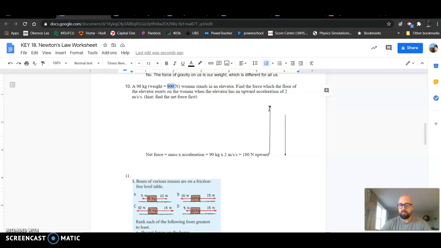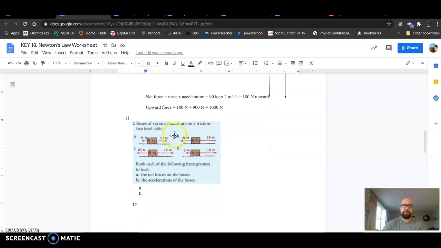that 900 newton weight. So to figure out the upward force from the elevator, I'm going to do 180 plus 900. And that gives me my answer of 1,080 newtons. So that's the upward force from the elevator that gives her a 180 newton net force upward and causes her to accelerate at 2 meters per second squared.